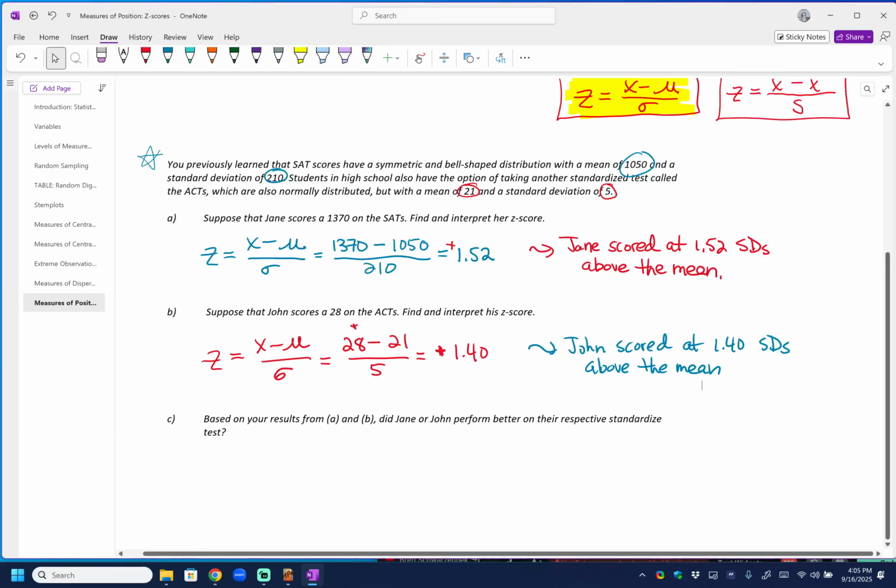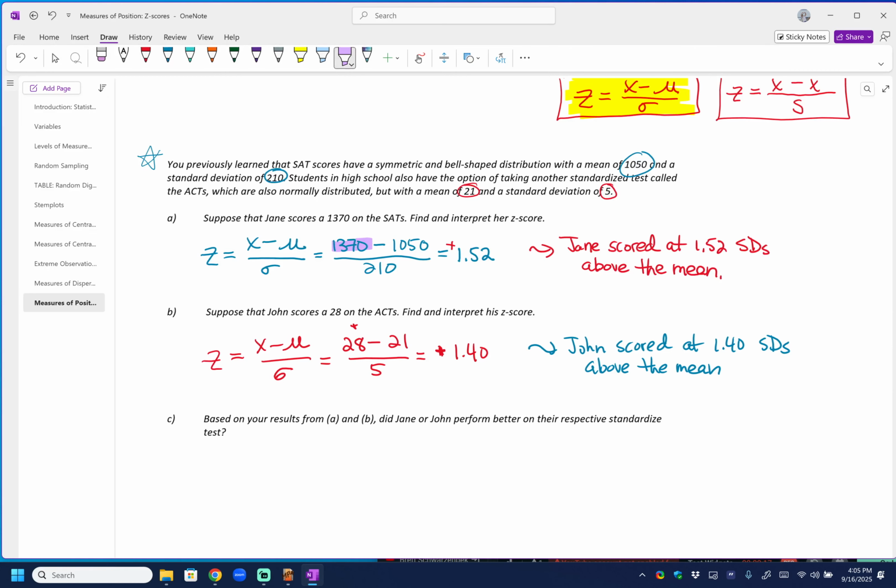Okay, so what is the key? Well, C kind of sheds light on it. Based on the results from A and B, did Jane or John perform better on the respective standardized test? There's a good chance that if I just came to a random person and said, Jane has a 1370 on the SATs, John has a 28 on the ACTs, who performed better? Maybe the most lightning-focused mathematician will be able to tell you, but the reality is that with respect to their actual tests, it's very challenging to know which one of those students did better.